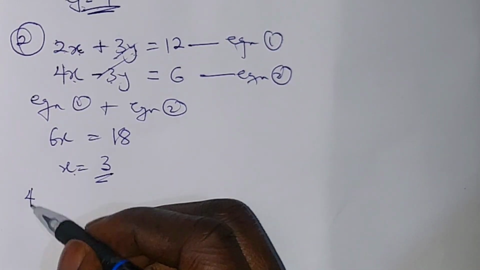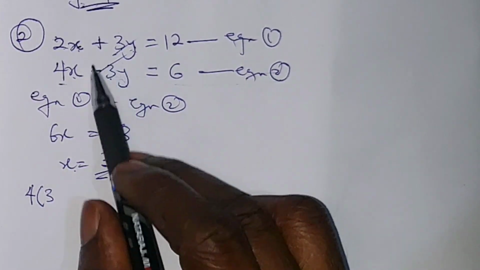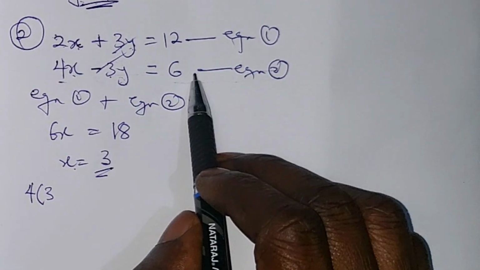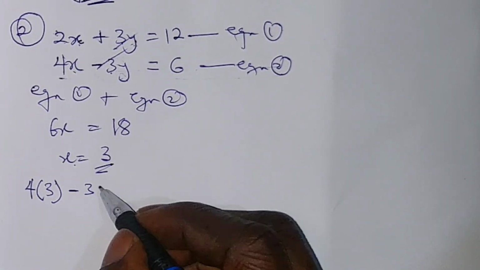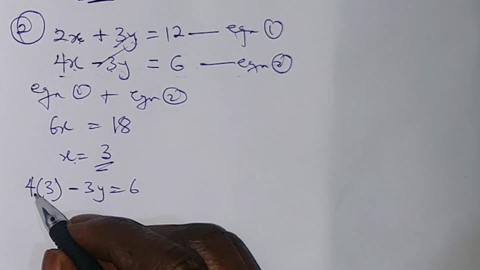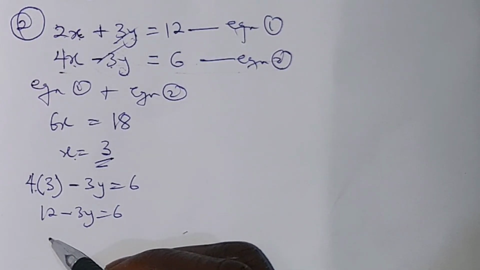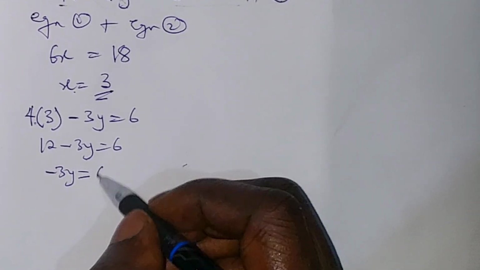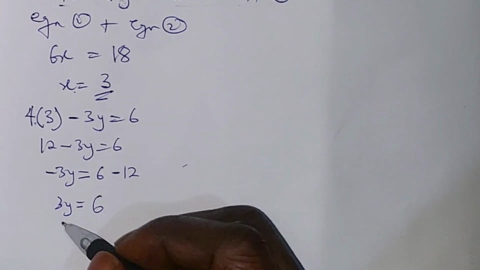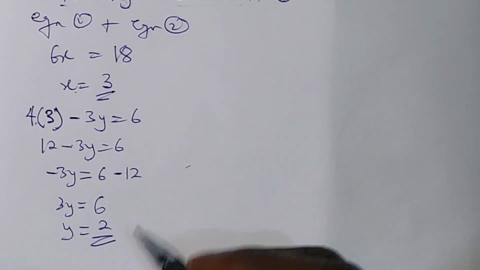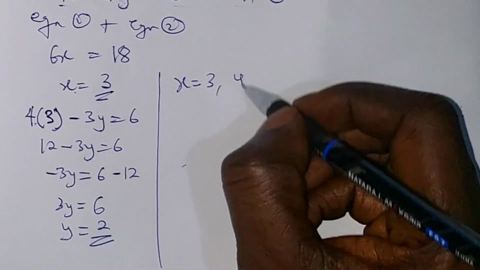So we have 4 multiplied by 3. This is our equation 2, and we're not going to get rid of any part of it, so note that this is the whole of equation 2, so we need to include the negative 3y. So 4 times 3 is 12 minus 3y is equal to 6. Then we group like terms. We have negative 3y is equal to 6 minus 12. That's negative 6, so 3y will be equal to 6, and then our y becomes 2. So that becomes the solution. We have the solution: x is equal to 3 and y is equal to 2.